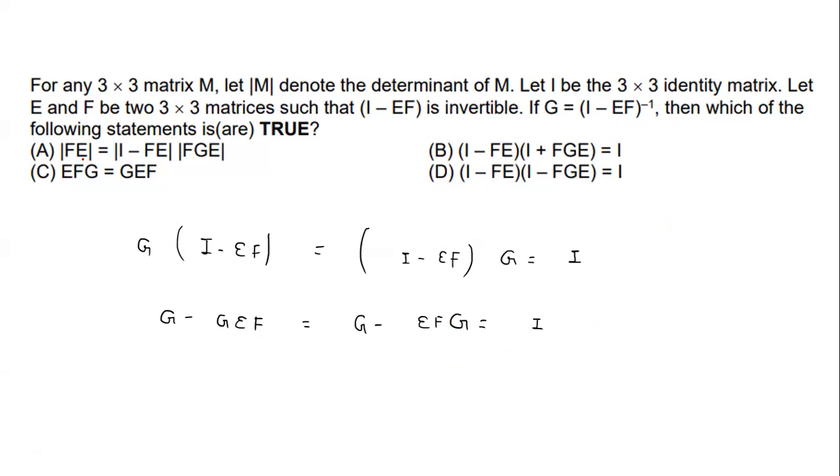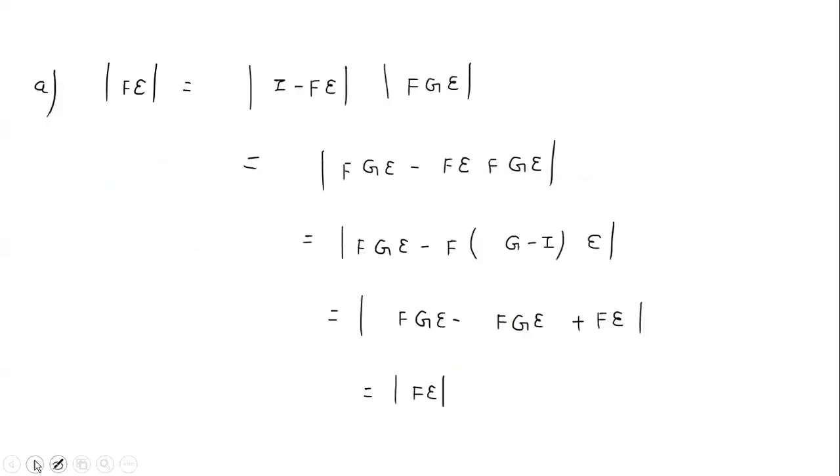Now let's see the first option. In the first option we have to tell whether the determinant of this matrix is the same as the product of the determinants of this matrix and this matrix. So let's see how we can prove if this is true or not.